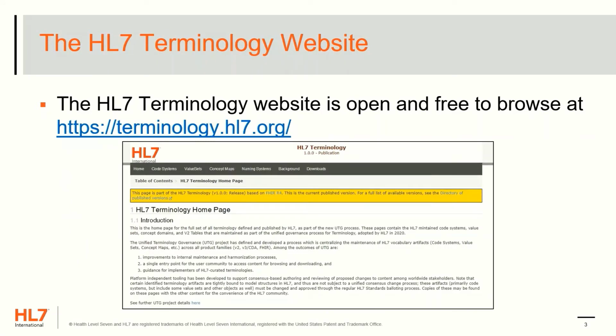HL7 terminology artifacts are accessible through the new HL7 terminology webpage at terminology.hl7.org. There was previously no simple way to browse the full set of terminology artifacts published by HL7. For those of you familiar with FHIR, the HL7 terminology pages should look and feel very similar, since the pages are built using the same tooling that's used to build the FHIR implementation guide. These pages are freely accessible to anyone with an internet connection or web browser.